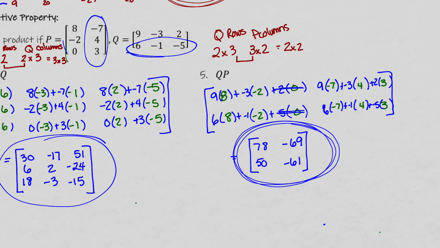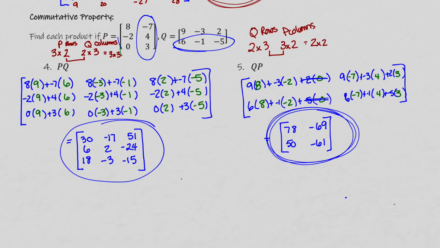So notice the matrices aren't the same. So what works when we're just multiplying numbers, like 4 times 5 is 20, 5 times 4 is 20. They're interchangeable. It's not the case with matrices.